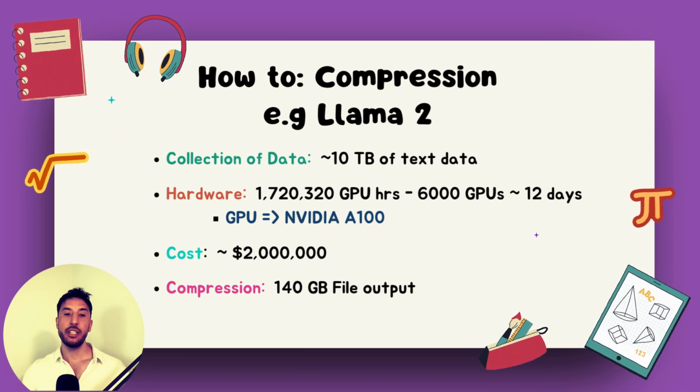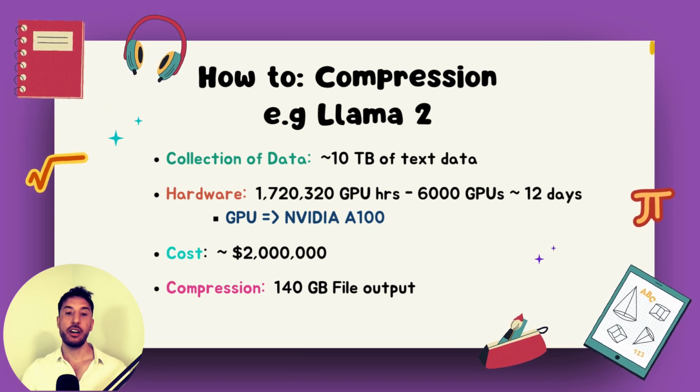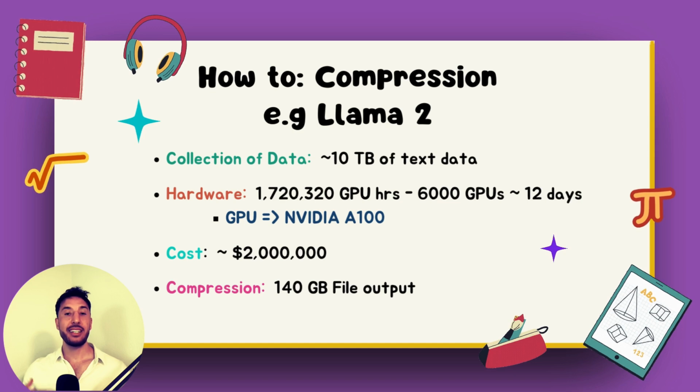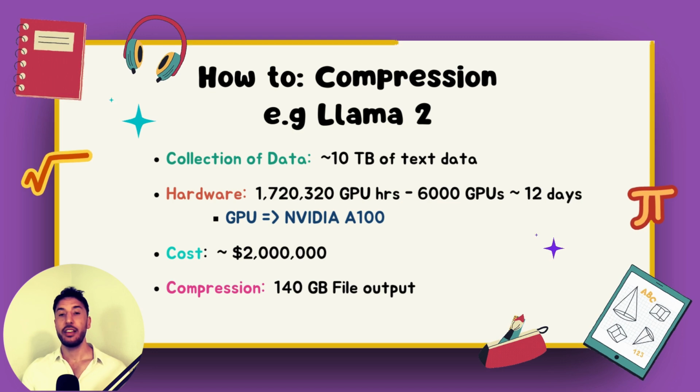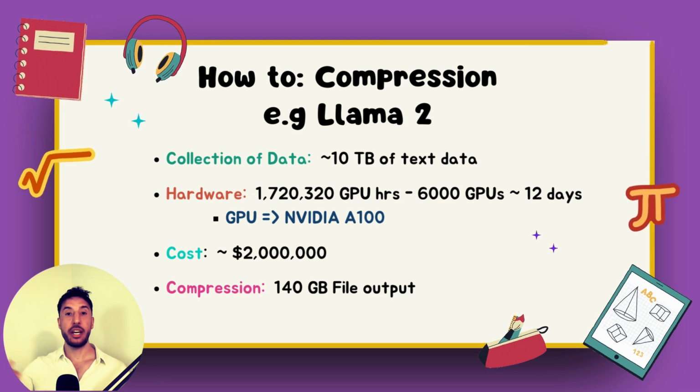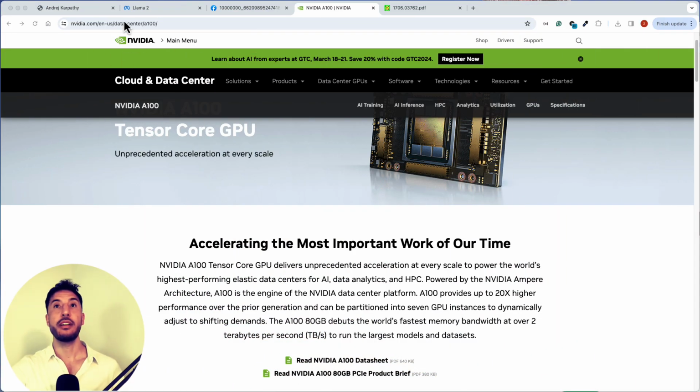The hardware that they used was NVIDIA's A100 GPU, and it took them 1.72 million GPU hours, which is approximately 12 days, to compress that 10 terabytes of text data into a 140 gigabyte file. So you can see that compression has a huge impact on that data, from 10 terabytes to a 140 gigabyte file. And it costs them roughly about $2 million. So let's take a look at these numbers and confirm them.